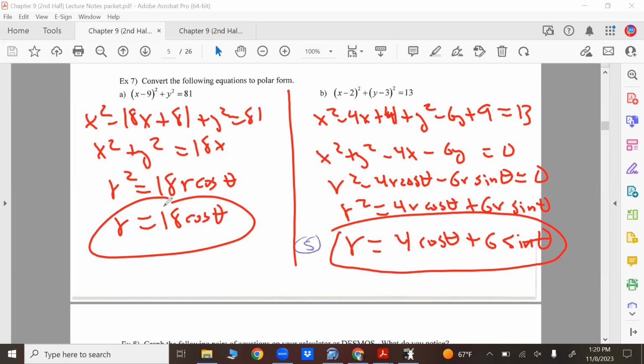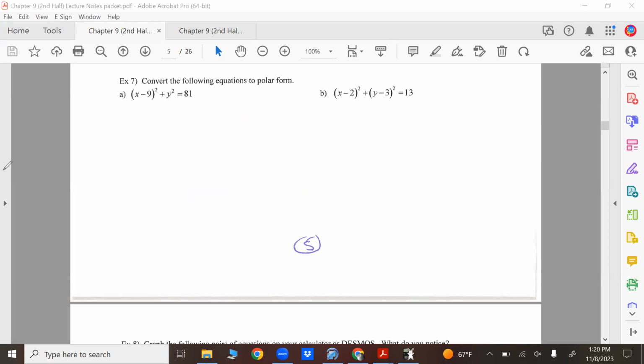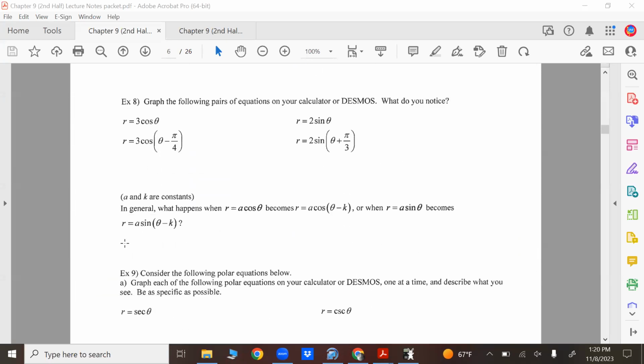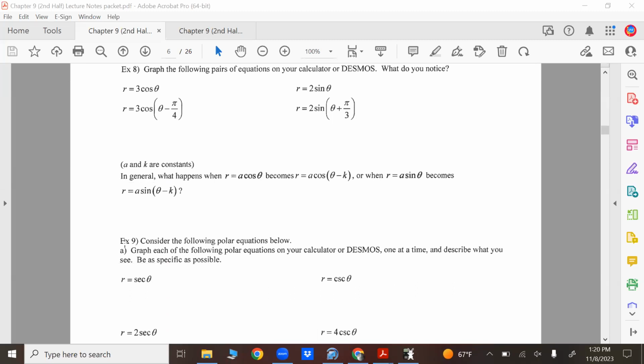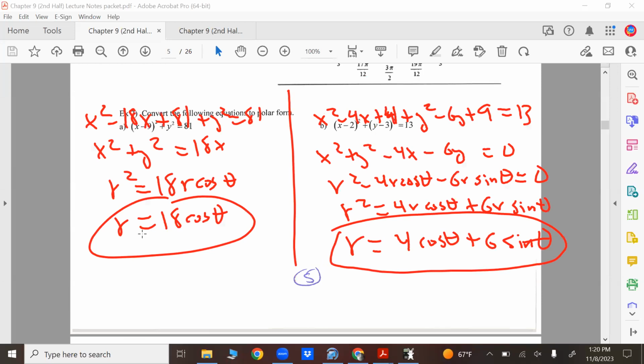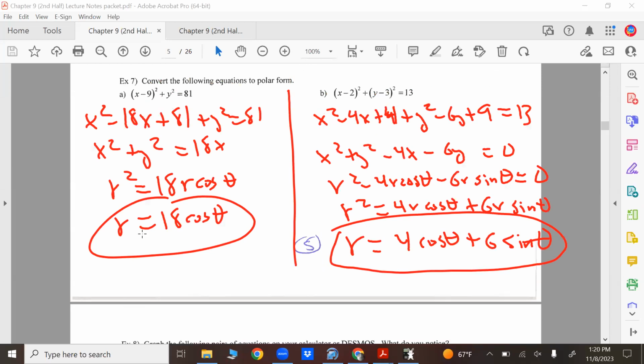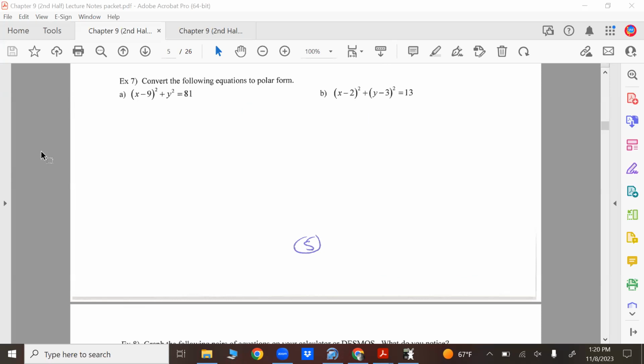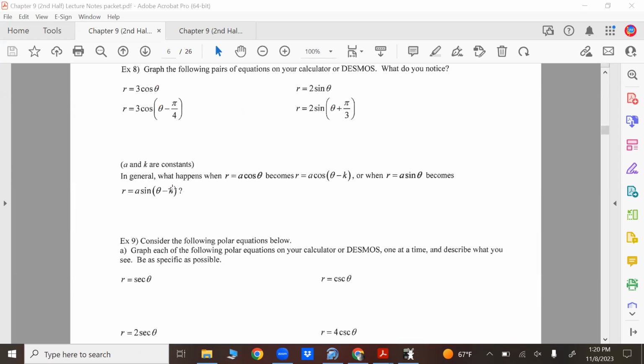Okay, questions? No? All right, let's keep moving. Sample 8. Okay, graph the following pairs of equations on your calculator. Oh, you want to go back? Oh, it's too late now. All right. So graph the following equations in your calculator.